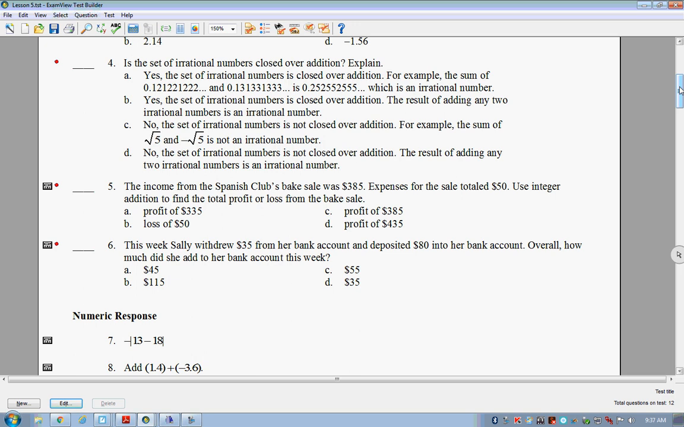What is radical 5 plus negative radical 5? 0, right? They cancel out. They're additive inverses. But 0 is not an irrational number, correct? So that's why it's not closed. The set of irrational numbers is not closed over addition, meaning that an irrational number plus an irrational number is not always an irrational number. So your answer to 4 is C.